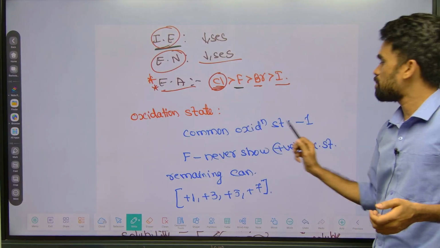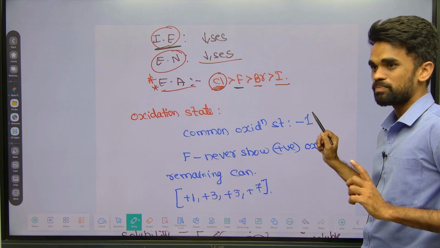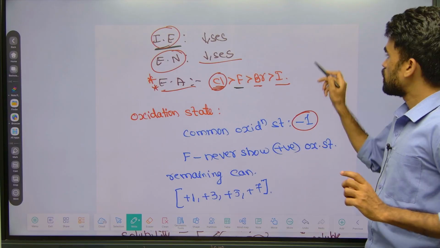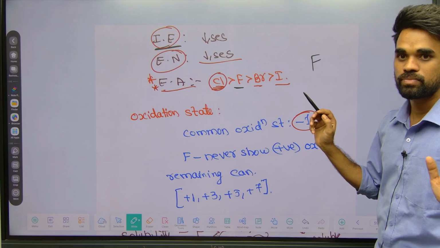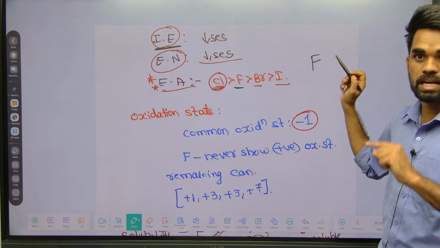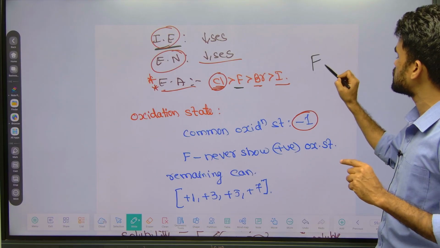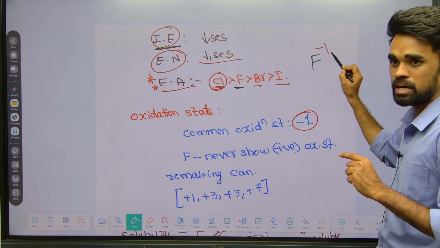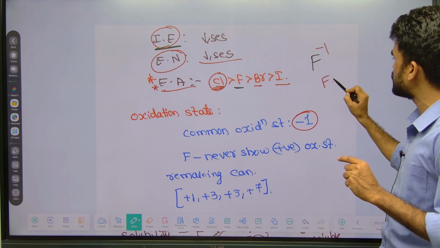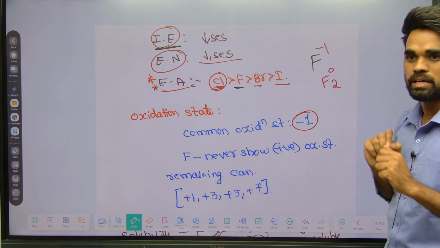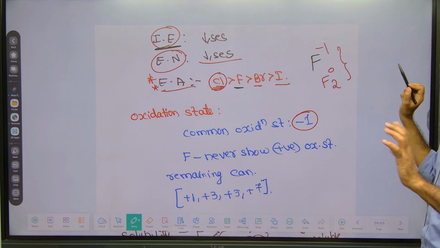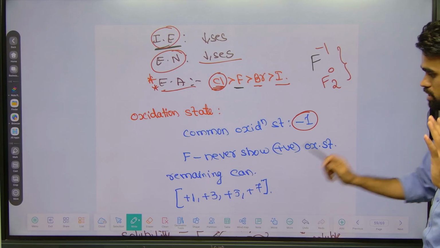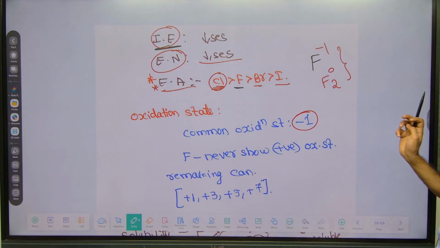Next, what is the common oxidation state of these elements? -1. Fluorine never exists with a positive oxidation state. Which one? Fluorine, because it is the most electronegative. So always either with a -1 charge, or when it combines with itself, oxidation state will be 0.